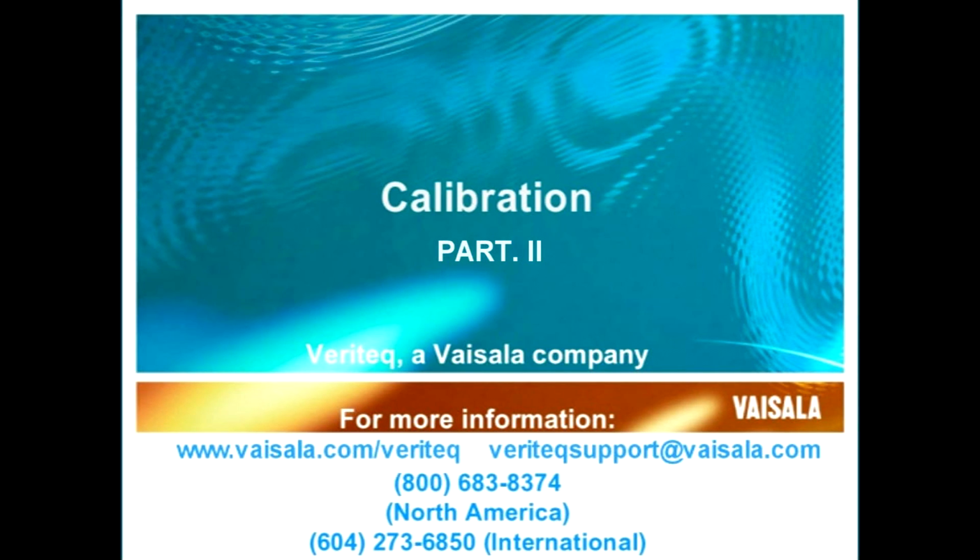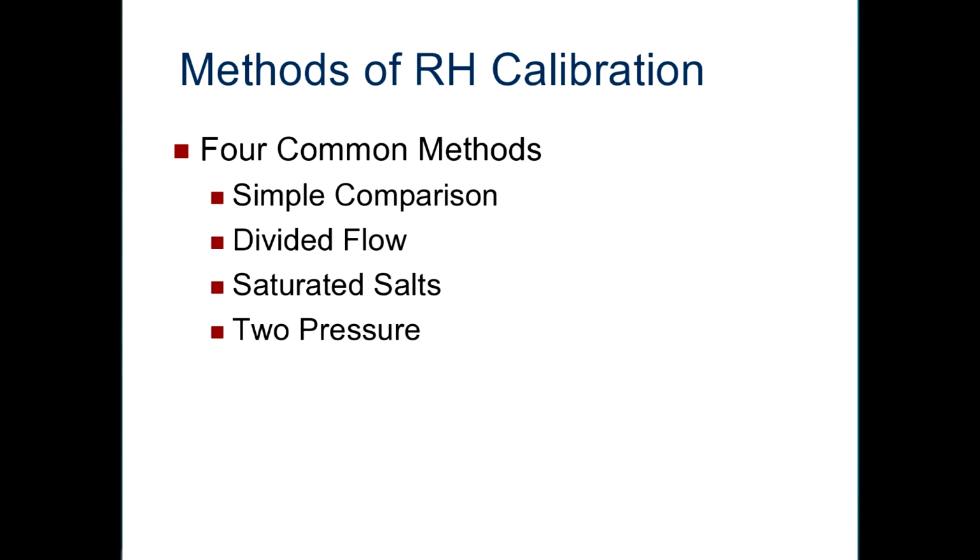In general, there are 4 common methods for humidity calibration, and they are a simple comparison, divided flow chamber, saturated salts, and the 2-pressure system.